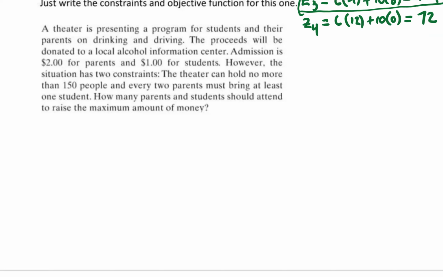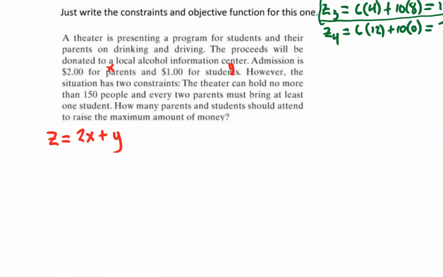However, the situation has constraints. So, first of all, it says admission, parents. I'll make parents x and I will make students y. And so the z function here, the maximization function, is going to be 2x plus y. Now, once I've got my maximization, I'm going to then try to find all the rest of these. So it says the constraints. The theater can hold no more than 150 people. So that means x plus y is going to be less than or equal to 150.